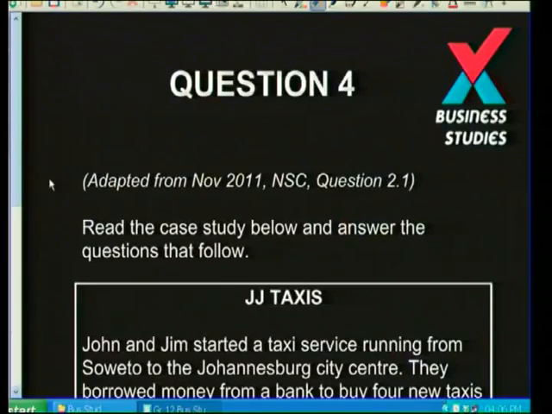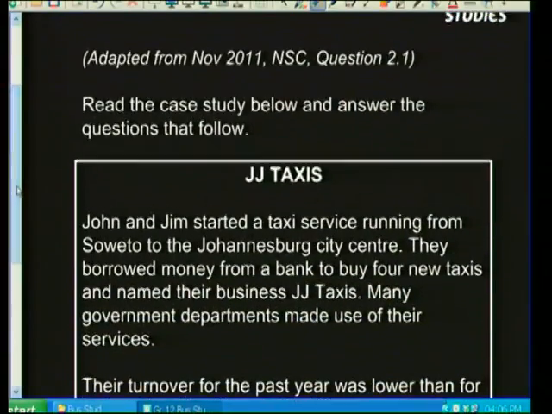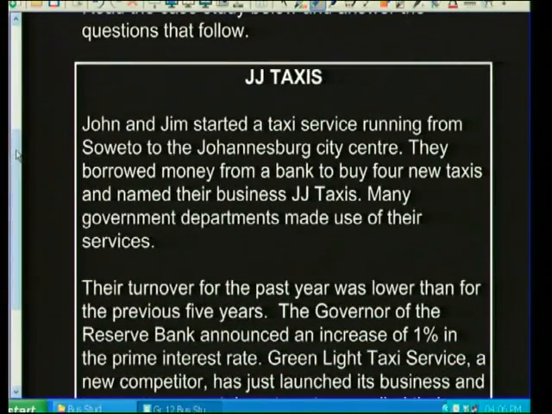Let's get right into analyzing these case studies and scenarios, starting with question 4. Now, if you look at question 4, read the case study below and answer the questions that follow. JJ Taxis. John and Jim started a taxi service running from Soweto to the Johannesburg city centre. They borrowed money from a bank to buy 4 new taxis and named their business JJ Taxis.